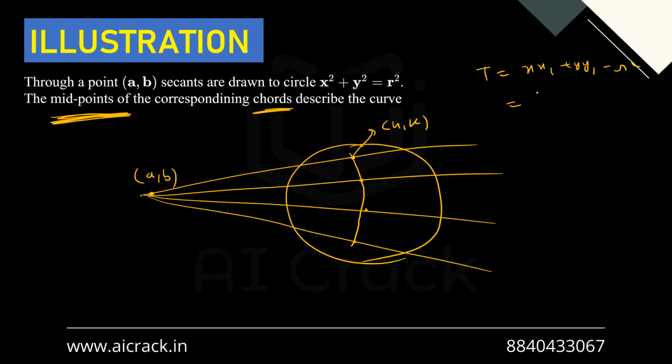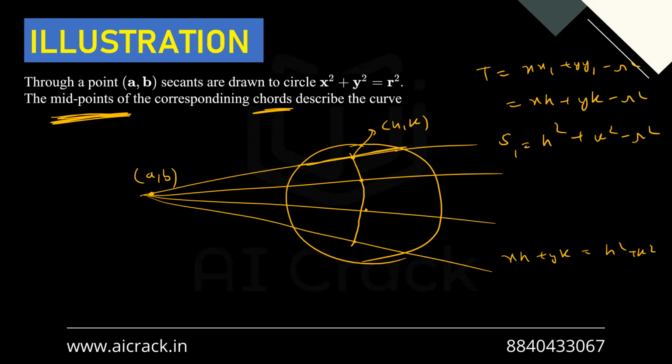So T would be, for this particular circle, x x1 plus y y1 minus r square. Now that would be xh plus yk minus r square, and S1 would be h square plus k square minus r square. If I equate both of them, I'll be getting xh plus yk equals h square plus k square. Now we know that we have written down the equation of all these secants, basically all these chords.